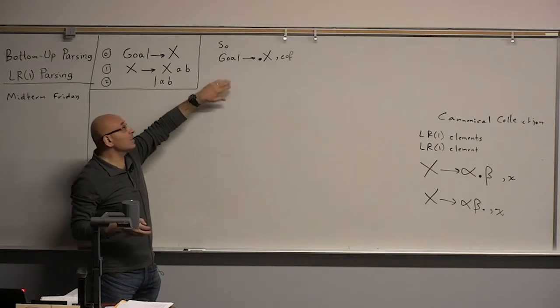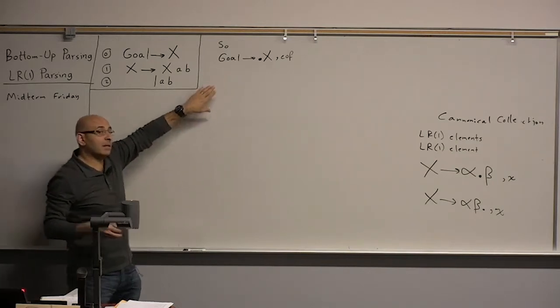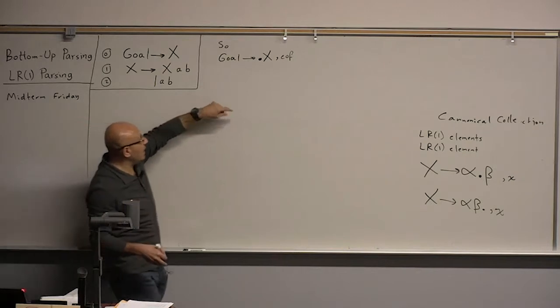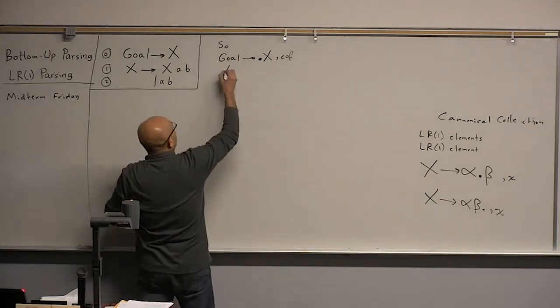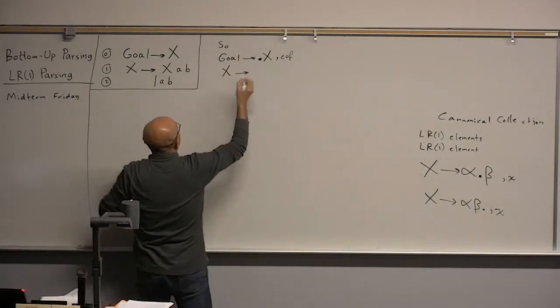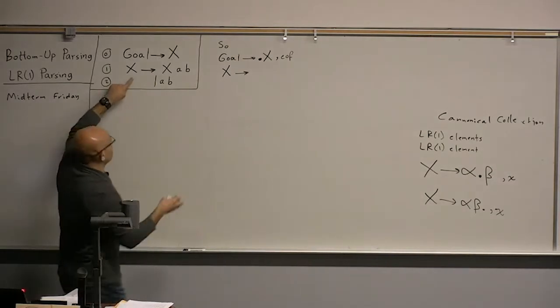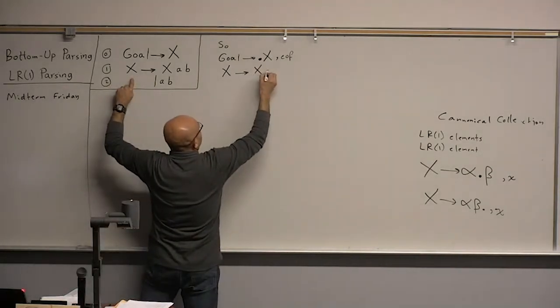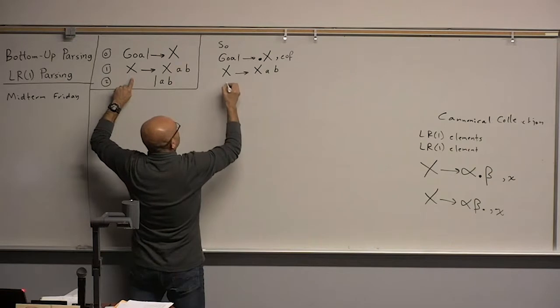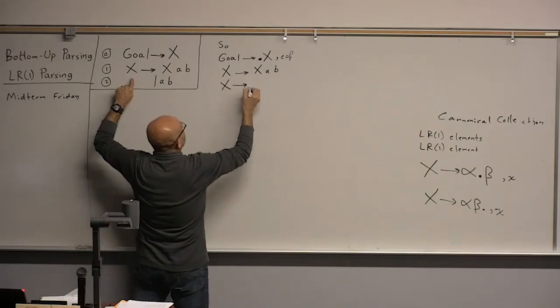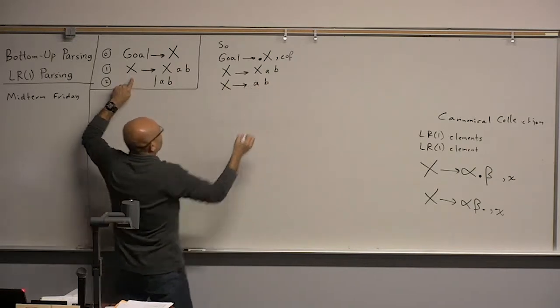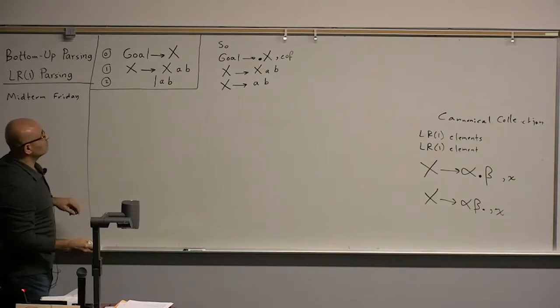So this is computing the closure for this state. The closure goes recursively, first doing all the productions for X. In this case, we have two productions for X: X → AB, and X → AB terminals. Okay, so these are the two productions.